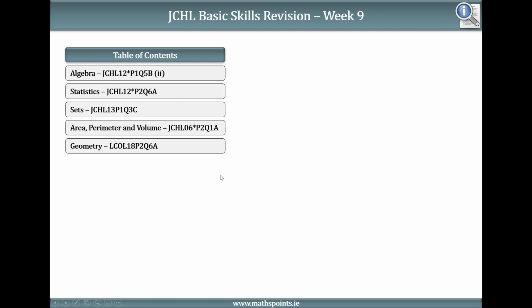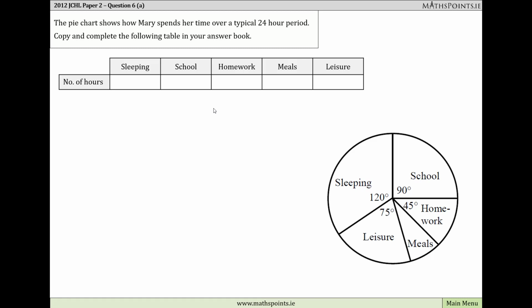Okay, so let's have a look at this statistics question from the 2012 Junior Cert Higher Level paper. It's a question about pie charts. Some pie chart questions ask us to actually draw the pie chart. This one, we're given a pie chart showing how Mary spends her time over a typical 24-hour period.